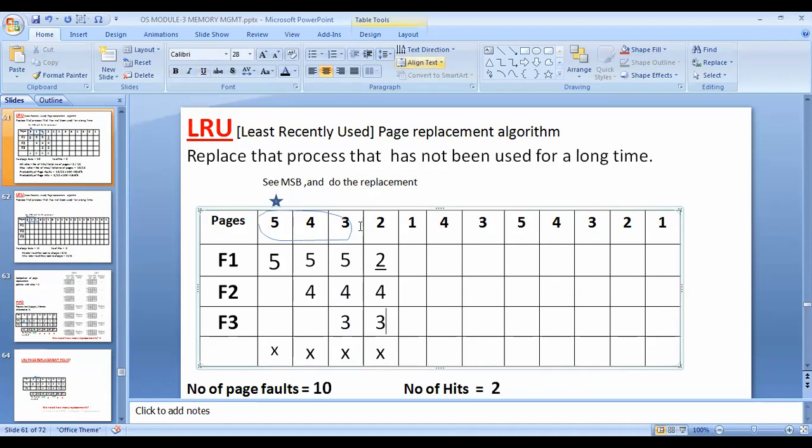Is it clear? Earlier in first in, first out, what we did was we just observed the MSB position of these frames, and that was indicated using a symbol called the flower bracket.